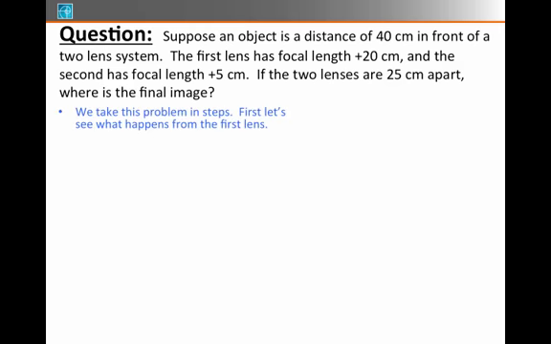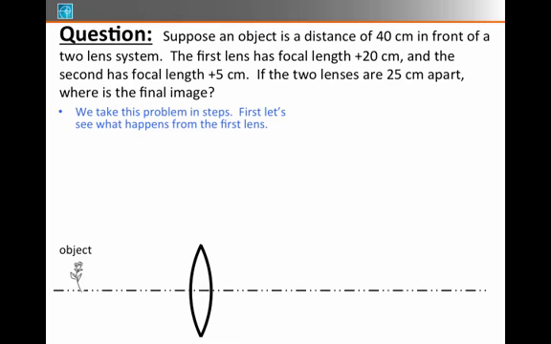We're again going to take the problem in steps, and we'll first see what happens with the first lens. So we have an object out there in front of the first lens, a distance of 2 focal lengths away. Here, the focal length of that first lens is 20 centimeters, and the first object distance is a positive 40 centimeters. So there's P1. It's a positive number because it's out in front of the lens. And F1, again, is a positive number because it's a converging lens.